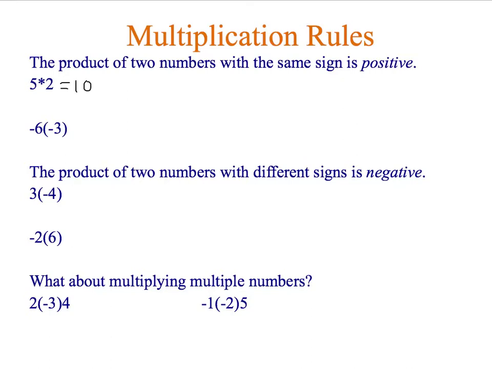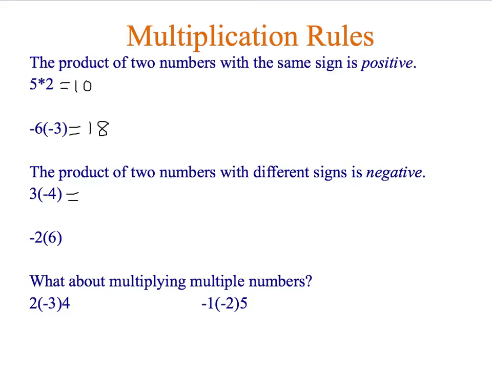When you have negative 6 times negative 3, where both numbers are negative, these become positive, so negative 6 times negative 3 is positive 18. Our next rule says that the product of two numbers with different signs is negative.